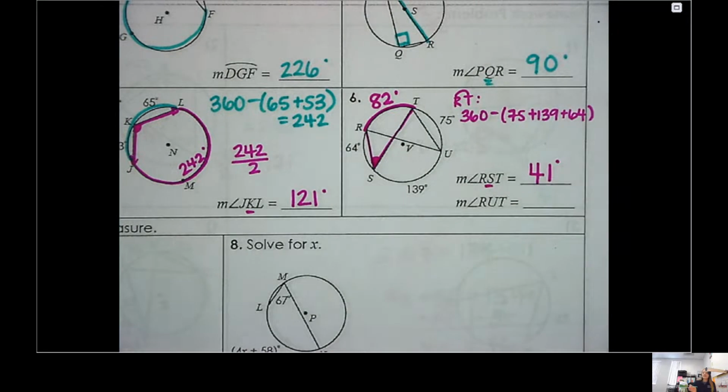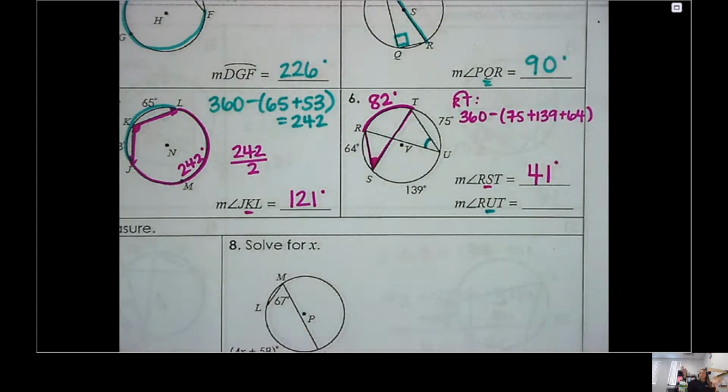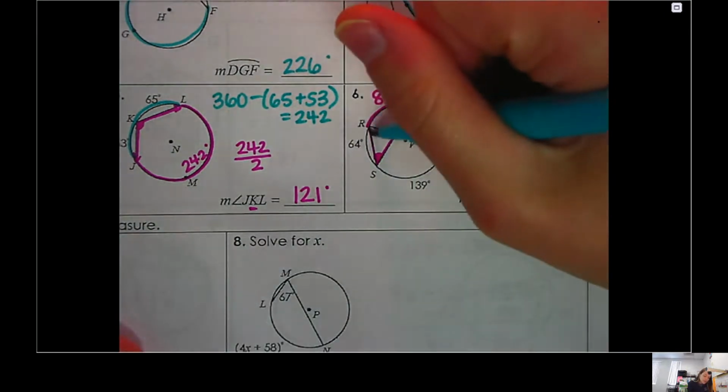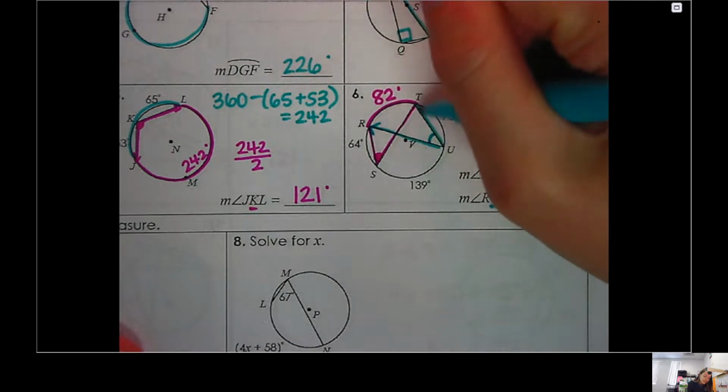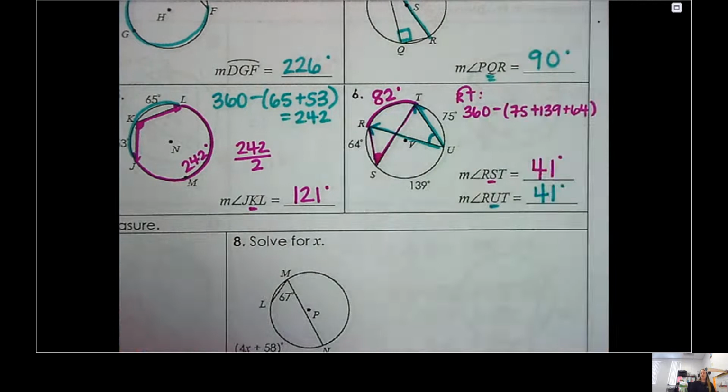Now, the next one is angle U. Here's angle U. What does angle U open to? It opens to the same thing. So what does that mean? Angle S and U are congruent. So they're both 41 degrees.